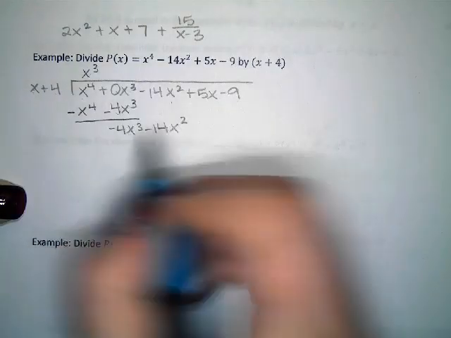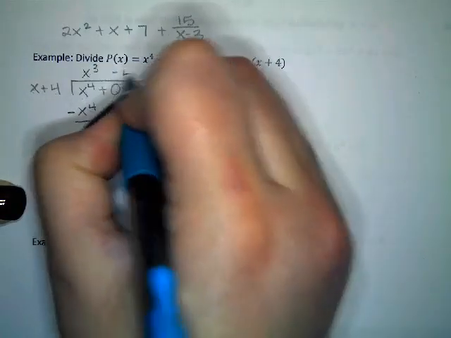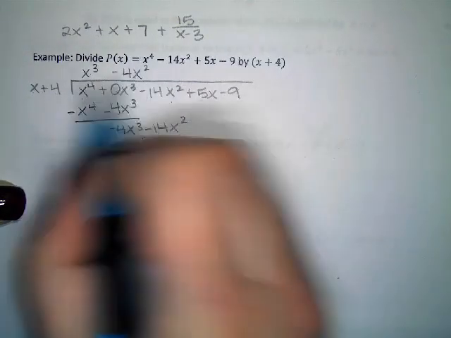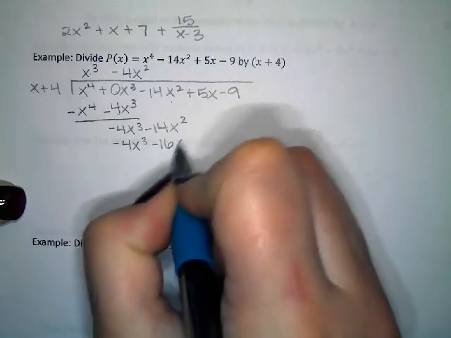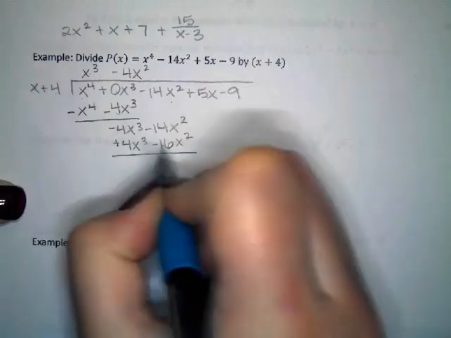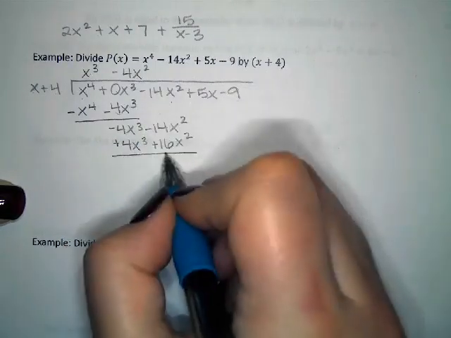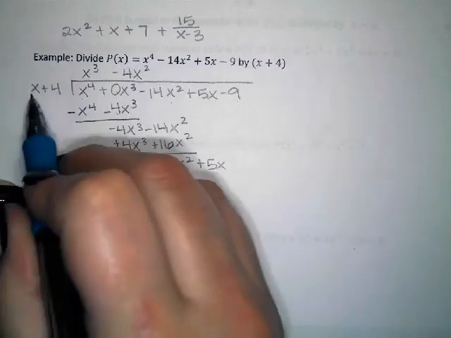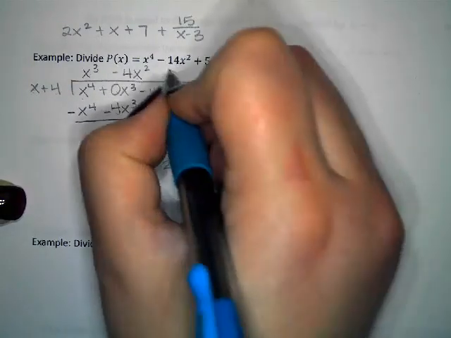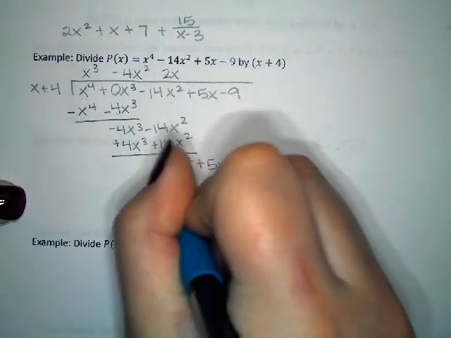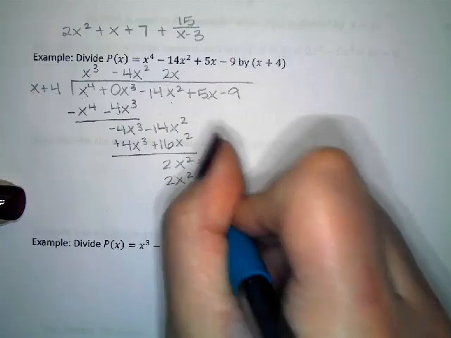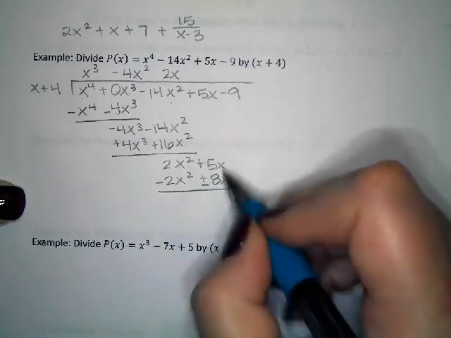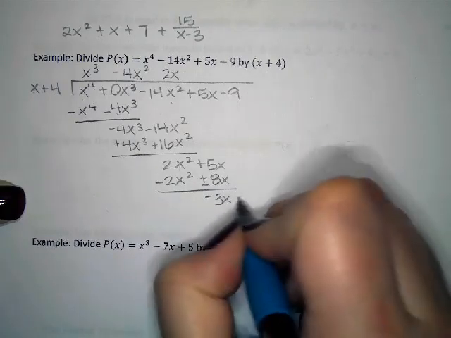So x multiplied by what is negative 4x to the third? That would be negative 4x squared. Negative 4x squared times x is negative 4x to the third. Negative 4x times positive 4 is negative 16x squared. I'll draw the line, change the signs. These should cancel out, and they do. And then over here I have a positive 2x squared, and I'll drop down the next term. X multiplied by what is 2x squared? That would be positive 2x. 2x times x is 2x squared. 2x times 4 is 8x. Draw the line, change the signs. These cancel out. This gives me negative 3x. I'll drop down the next term.